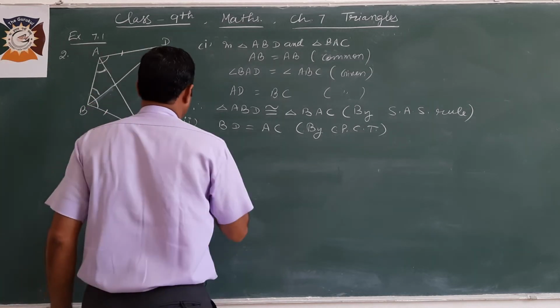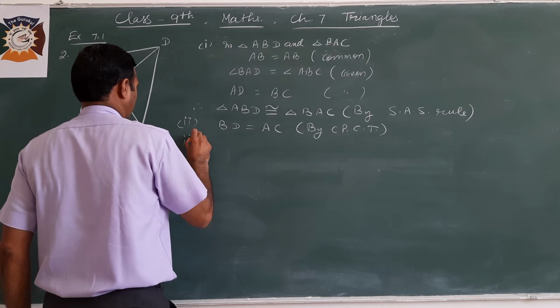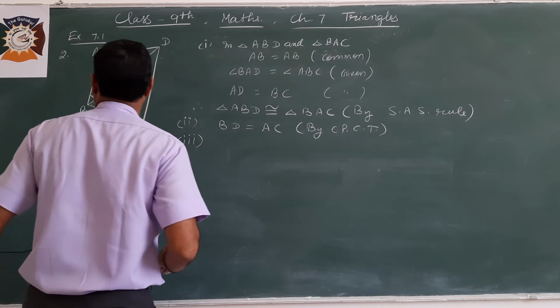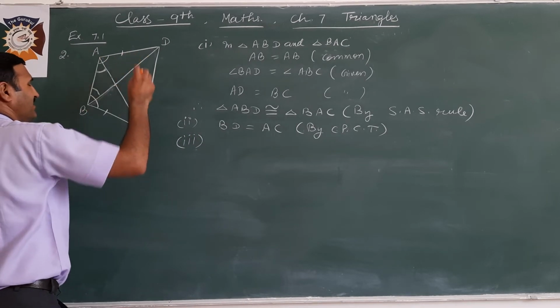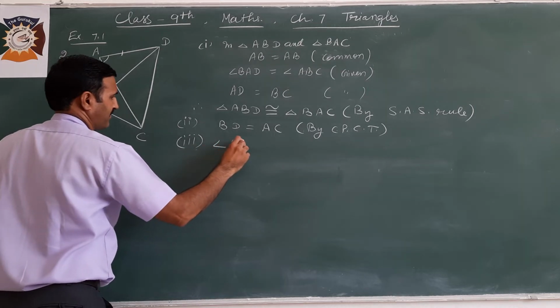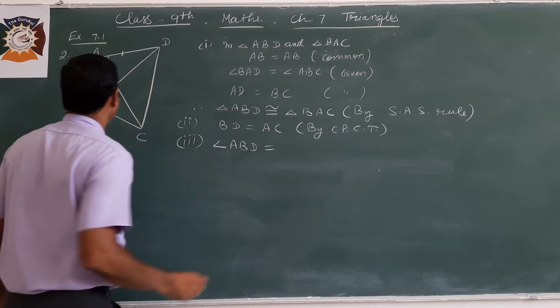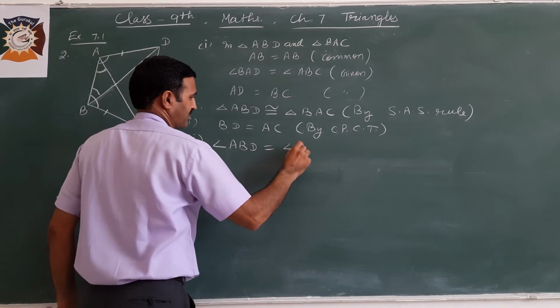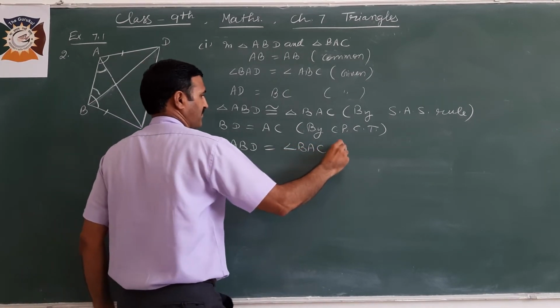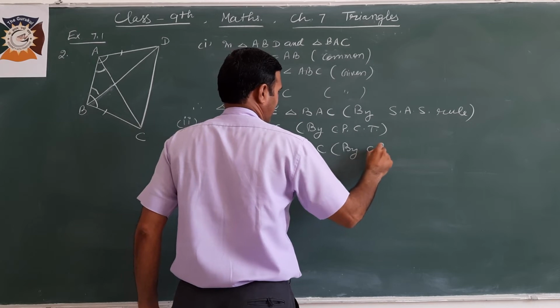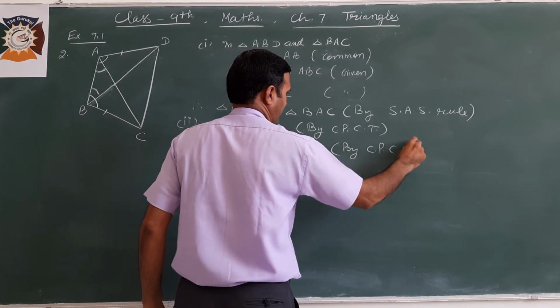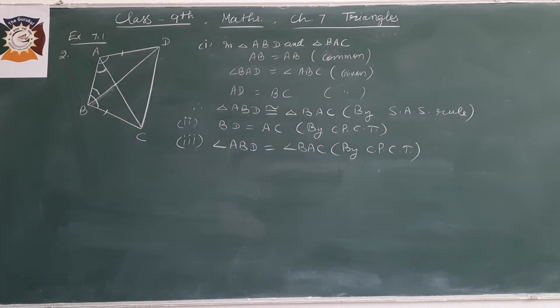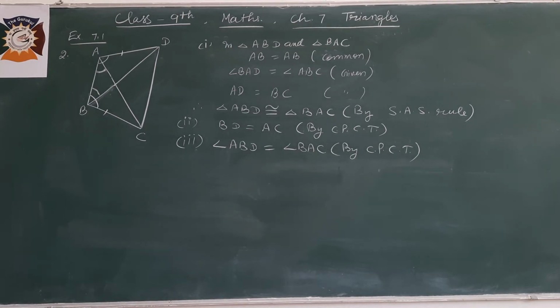So we can say in the third part, angle ABD is equal to angle BAC. This is also by CPCT. That's it for the question number 2.